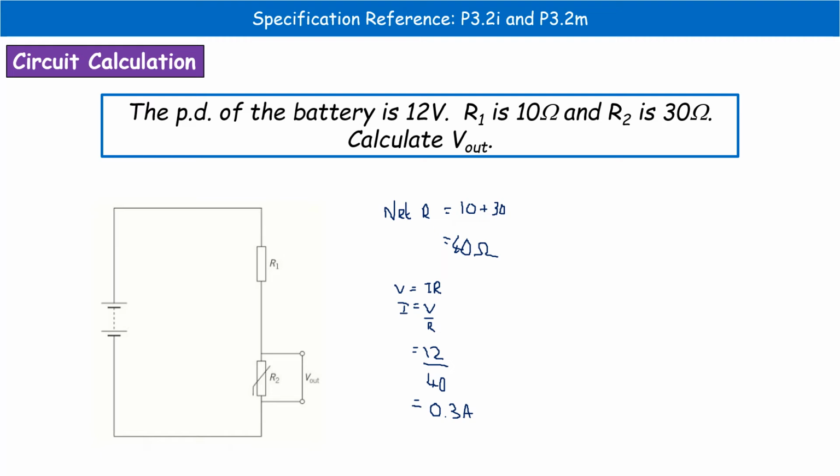Last thing to do then is calculate V out, which is the potential difference across resistor 2. So to calculate our potential difference, V equals IR, remember, so that's from our formula sheet. Now we know the current because the current is the same everywhere in a series circuit, so that's just going to be 0.3, and then we're going to multiply that by the resistance, which for resistor 2 is 30. So 0.3 times 30 gives us a total of 9.0, and that is volts. Job done.